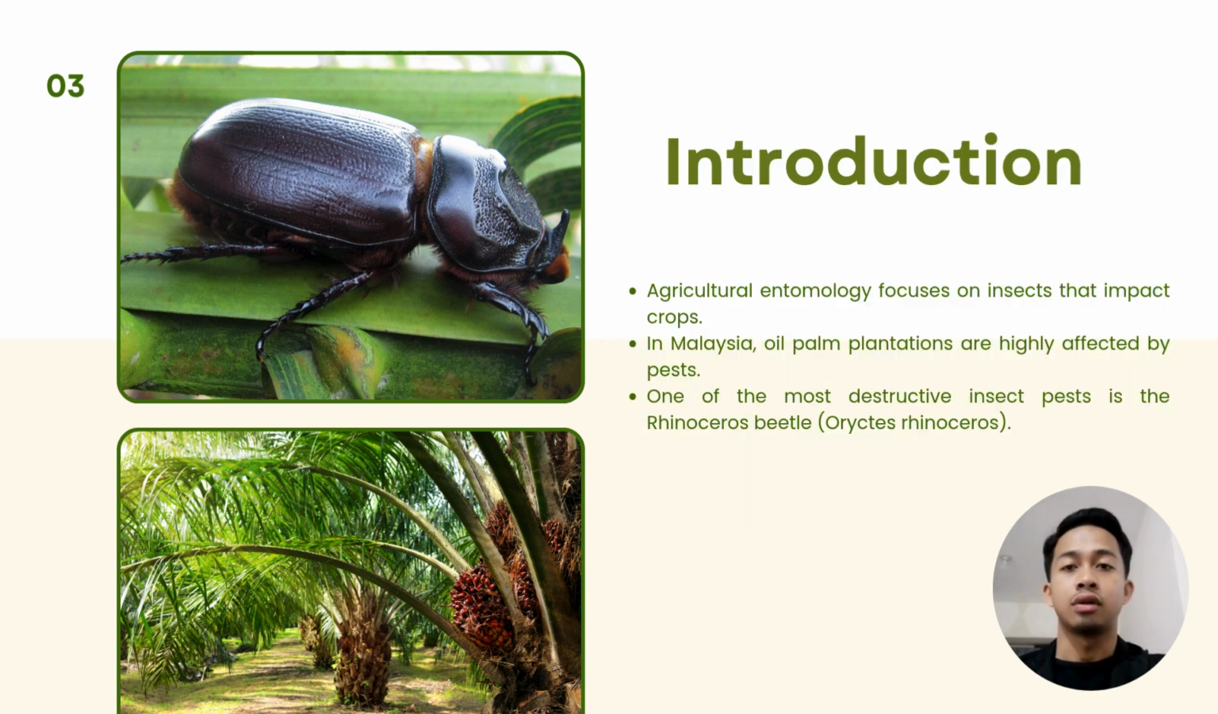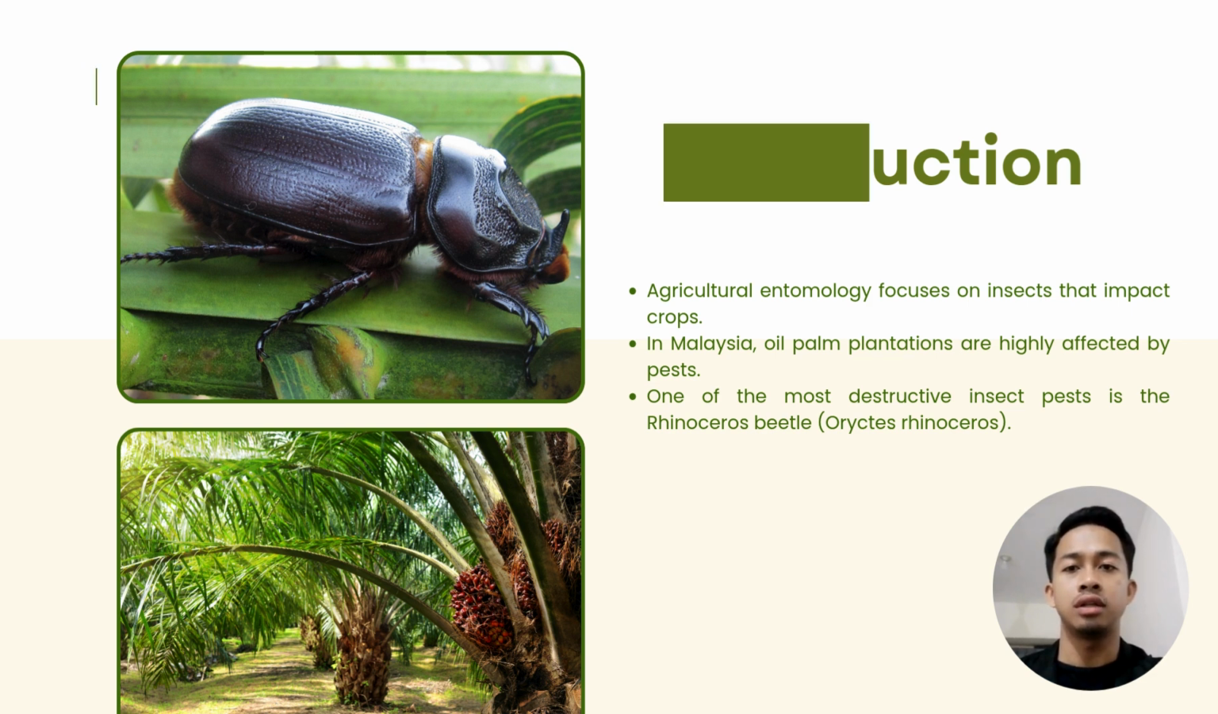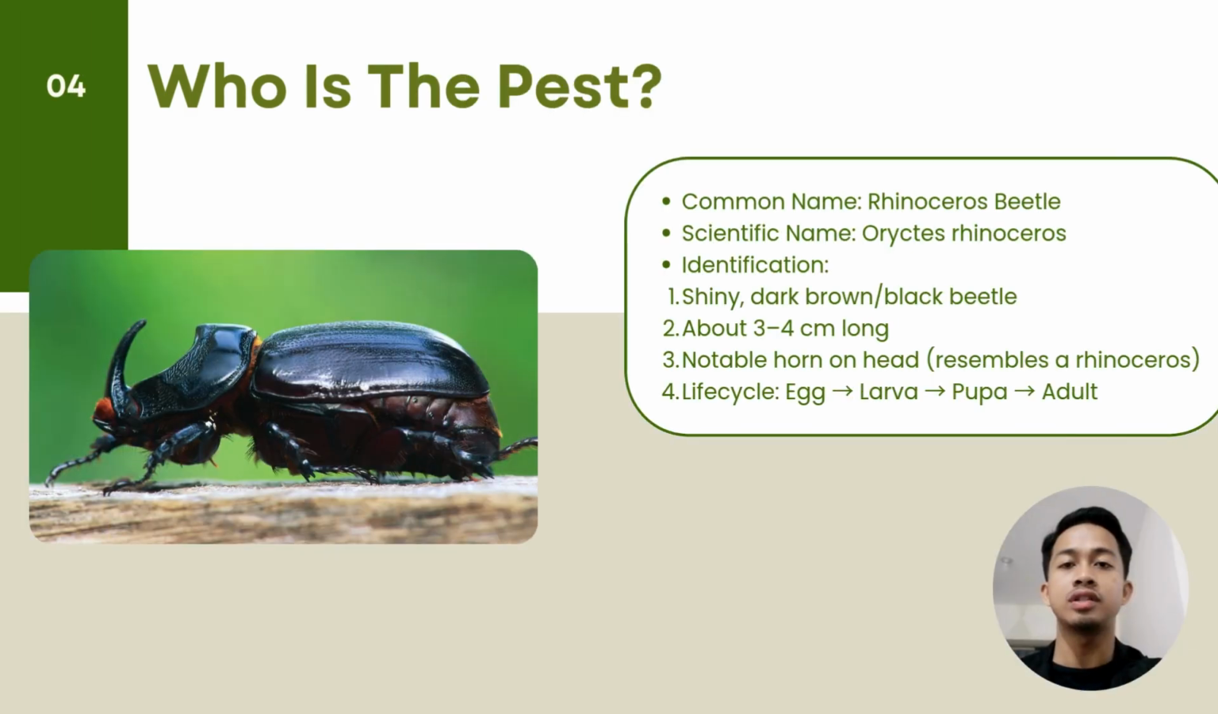The introduction: oil palm is one of Malaysia's most valuable and widespread plantation crops. It contributes billions of ringgit to the national economy every year and provides employment to thousands of workers. However, pests like the rhinoceros beetle pose a serious challenge to oil palm production. This pest damages young palms by feeding on the central growing tissue. If not detected early and controlled effectively, the beetle can reduce plant growth, delay harvesting, and ultimately lead to lower oil yield. Next, who is the pest?